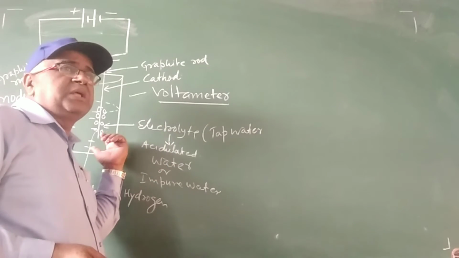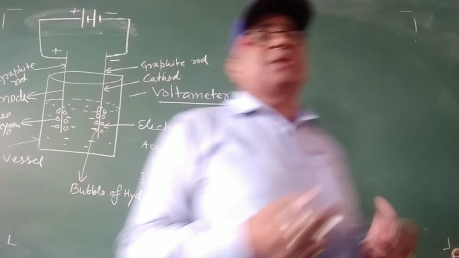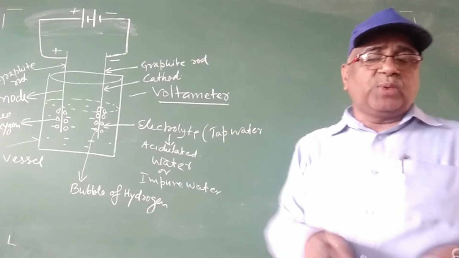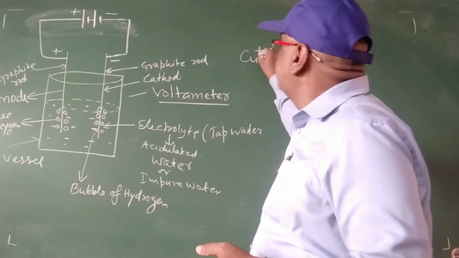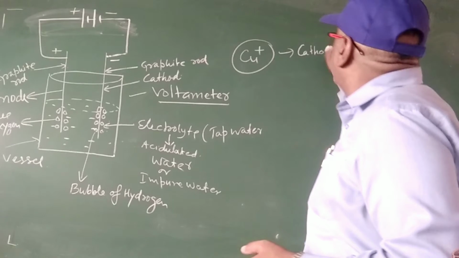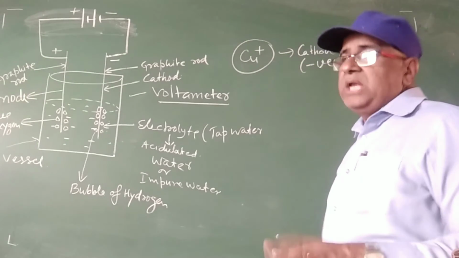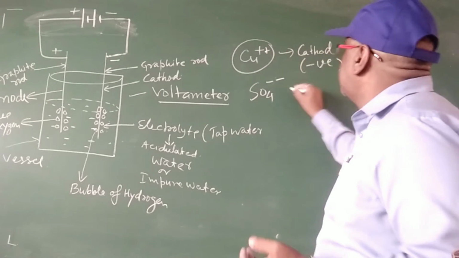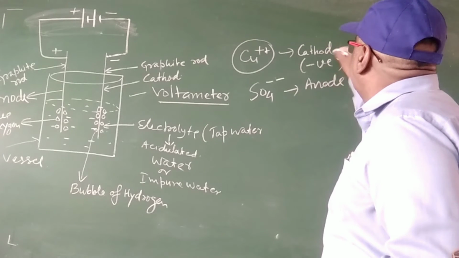So when we are taking copper sulfate solution, then copper will be metal and that will be deposited on cathode, Cu. This is positive, so it will be deposited on the cathode, that is the negative terminal. And you have taken sulfate, SO4 minus minus, so it will be deposited on anode.